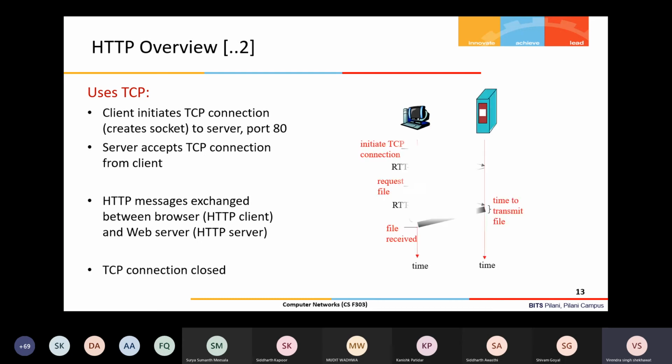On the other side, UDP does not provide any reliability. So that's why TCP is chosen. Now we'll just see this slide and then we'll conclude.